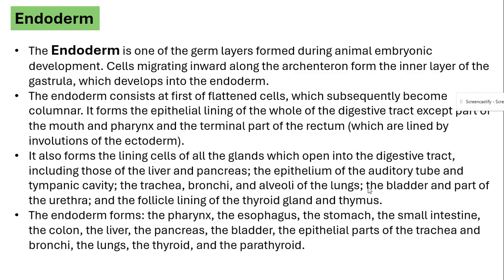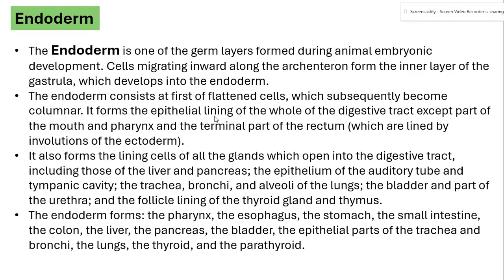Endoderm is one of the germ layers formed during animal embryonic development. Humans are animals too. Cells migrating inward along the archenteron form the inner layer of the gastrula, which develops into endoderm. The endoderm consists at first of flattened cells. We saw that, right? Something gets flat only to grow. These subsequently become columnar. We saw that they were converted into columnar shape.